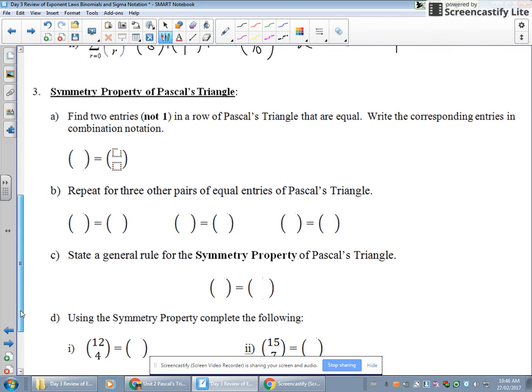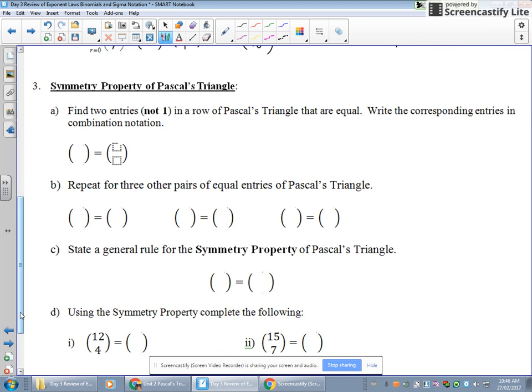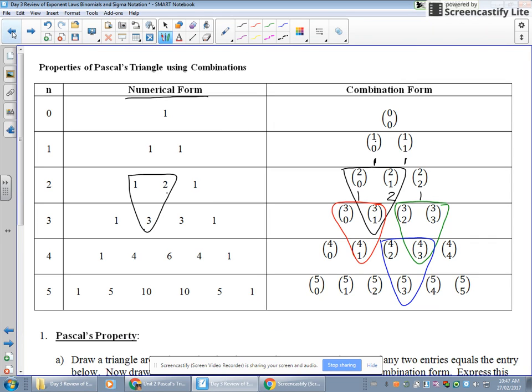Looking at the symmetry property of Pascal's triangle, we're asked to find 2 entries, not including 1, in a row of Pascal's triangle that are equal. Write the corresponding entries in combination notation. I'm going to go back to Pascal's triangle. So for example, I could look at here and here. That's my 4th row.